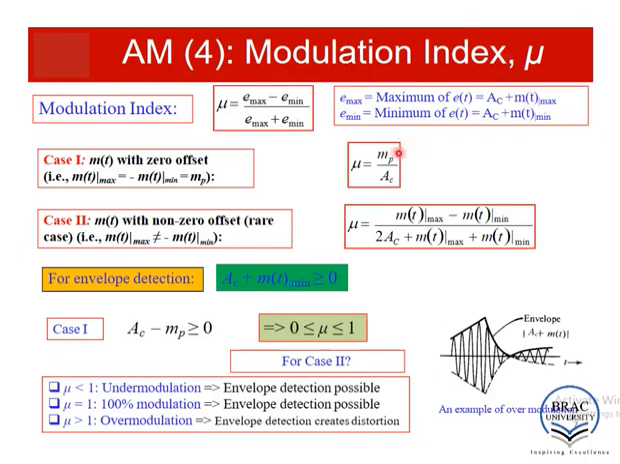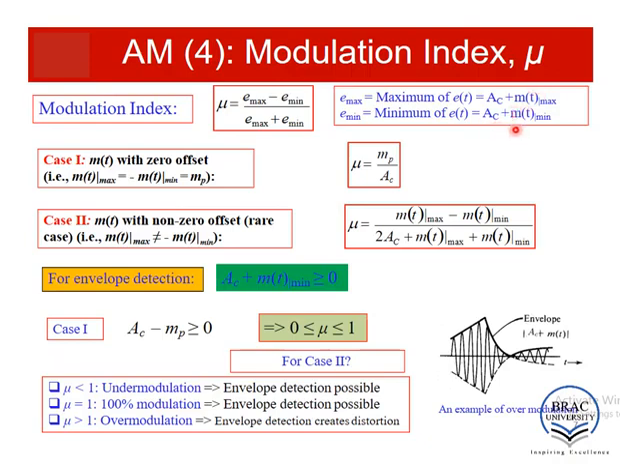Similarly, Emin is the minimum value of AC plus MT, or in other words, AC plus MT min. Two different scenarios can occur here. First one is the case for the signal we were using as the message, or any sinusoidal signal, where maximum value of MT, which is MT max, and minimum value of MT, which is MT min, have same numerical values, even though their sign were different. So in that case, MT max is equal to minus MT min is equal to MP. So Emax will be AC plus MP and Emin will be AC minus MP.